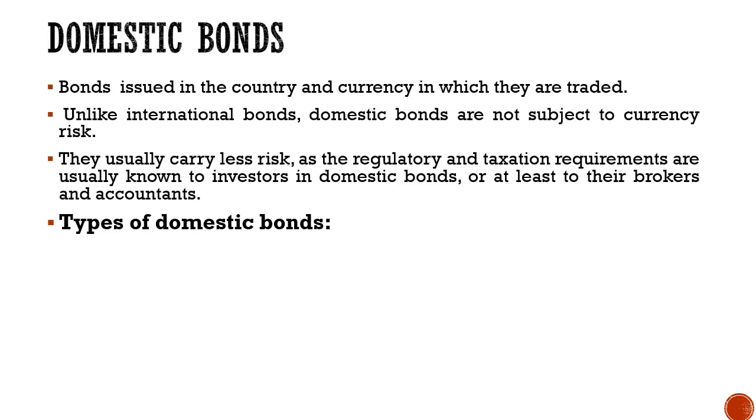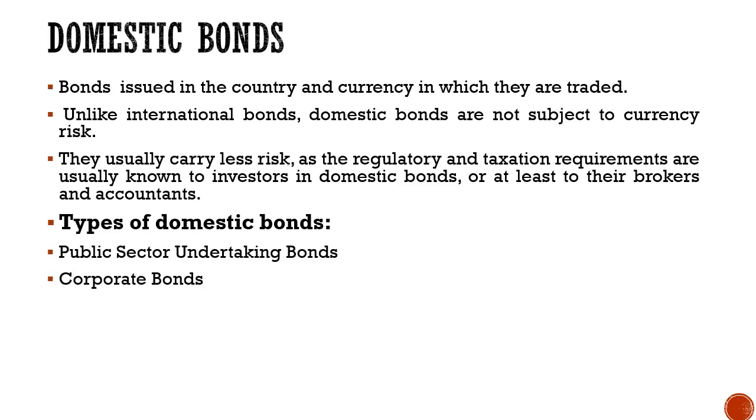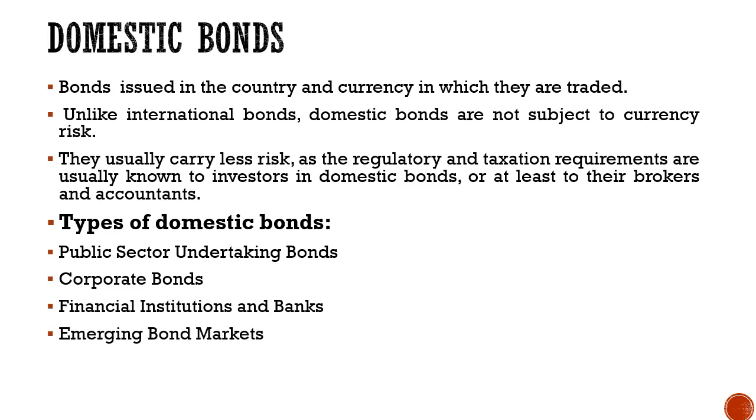Now, the various types of domestic bonds are public sector undertaking bonds, corporate bonds, financial institution and bank bonds. Then we have the emerging bond markets and lastly tax saving bonds.